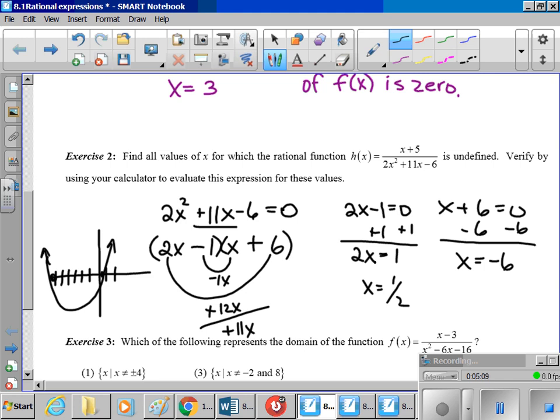All right, verify for calculators. So what values? Make sure I always put boxes around my actual answers, because there's a lot of work going on here. Make it easy for somebody to find the answer.